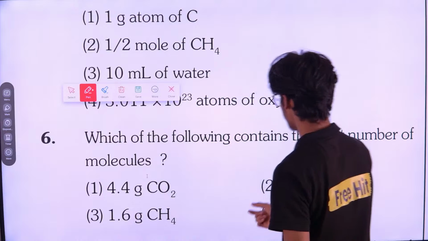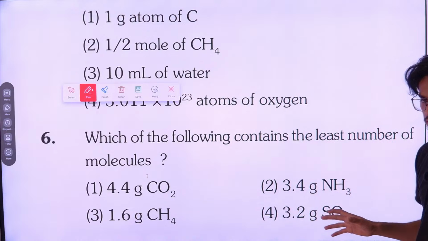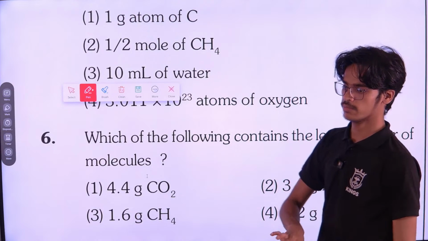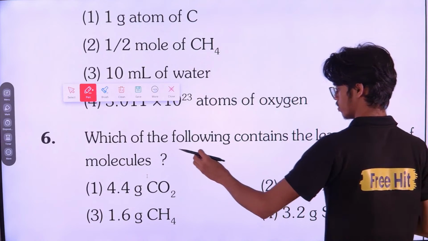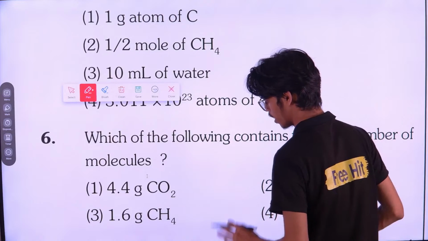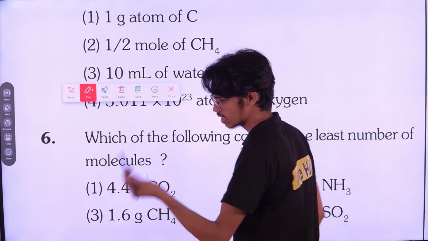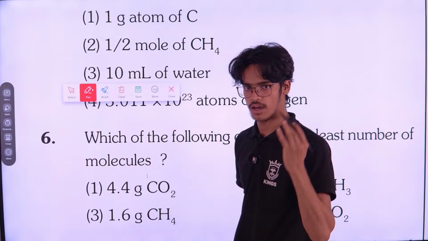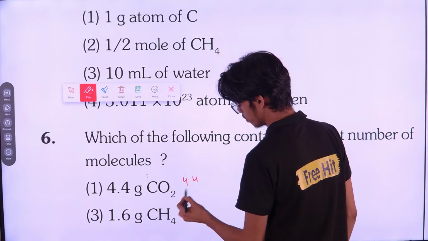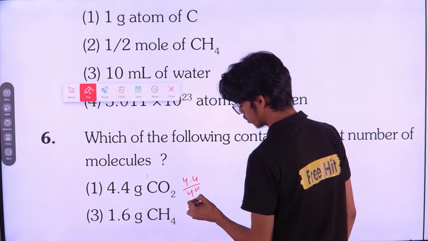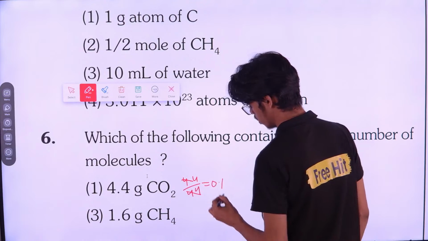Which of the following contains the least number of molecules? Least number of molecules means least number of moles, so we have to check the least number of moles. The formula for number of moles is given mass upon molar mass. What is the given mass? 4.4. What is the molar mass? 44 gram. If you cancel it out, it's 0.1 moles.